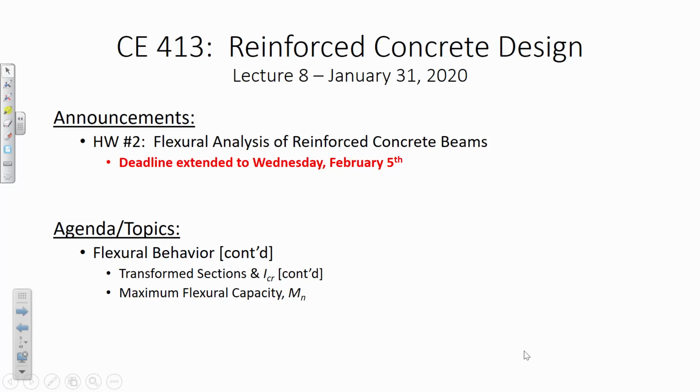Today we're going to continue our discussion of transformed sections, which is stage 2 behavior, and then get into ultimate capacity, maximum nominal flexural capacity. You'll notice on the board I've got a series of strain profiles and stress profiles. They probably don't make a lot of sense right now, but they will in a little bit. Some of the diagrams on the board are purposefully incomplete, and that'll become clear.